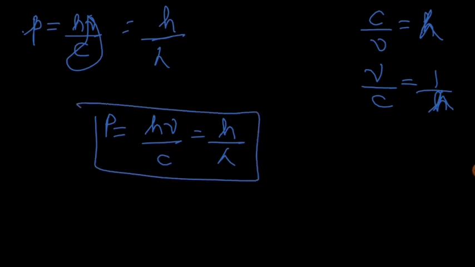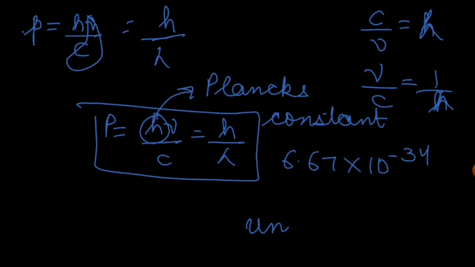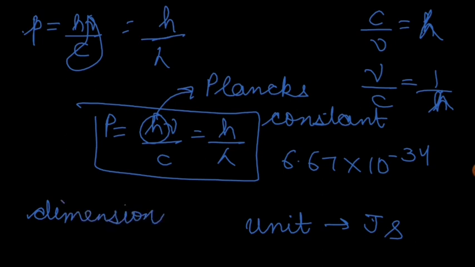Now this h is nothing but Planck's constant, and the value of Planck's constant is 6.67 into 10 to the power minus 34. And what is the unit of Planck's constant? The unit of Planck's constant is joule second, and the dimension of Planck's constant is M1 L2 T minus 1. So this is Planck's quantum theory.